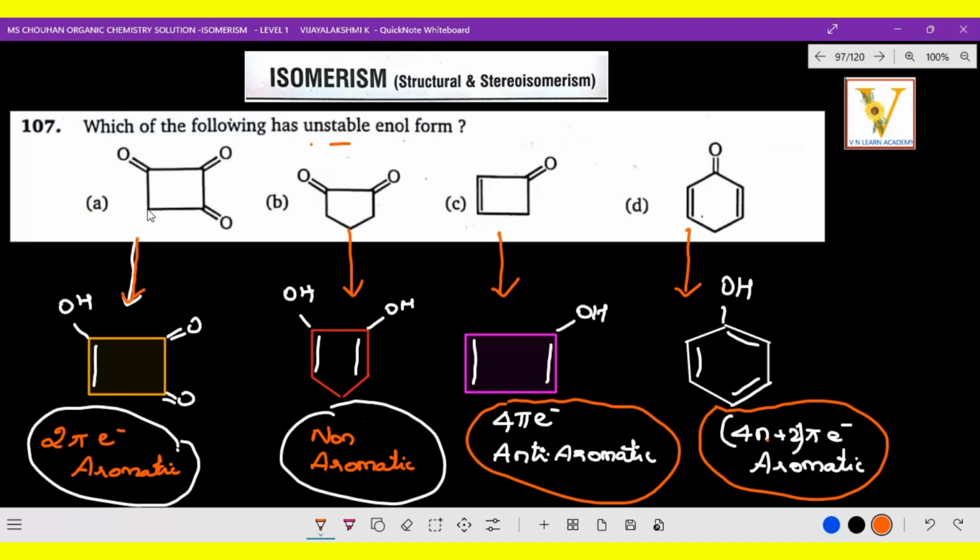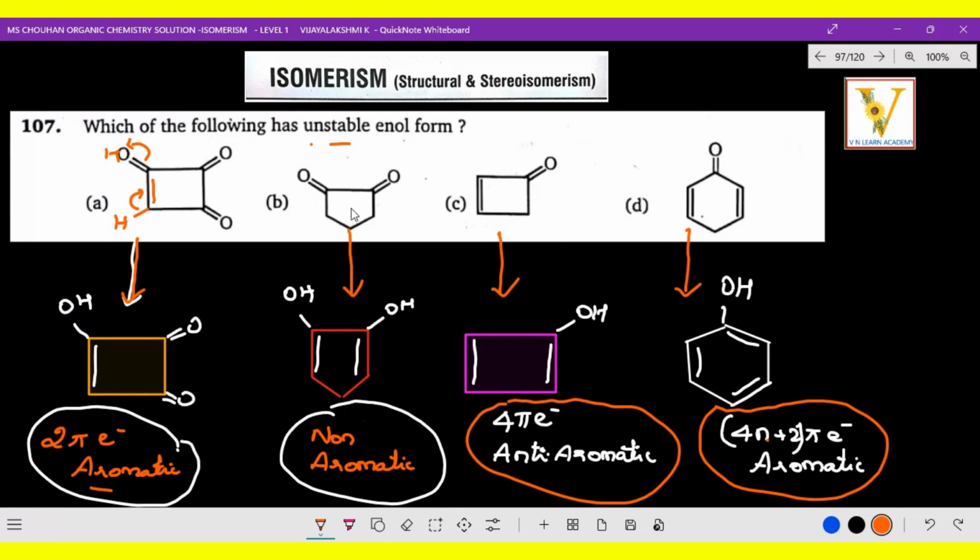In this one, alpha hydrogen is available. Alpha hydrogen means transfer of electrons and resonating structure takes place. So you will get the double bond over here and OH here. That's what I just showed. So how many pi electrons are there? 2 pi electrons. So you are getting aromatic. Aromatic means it is stable, right?